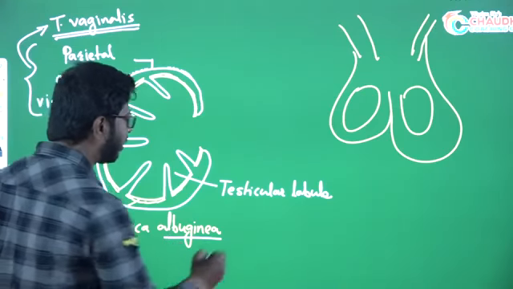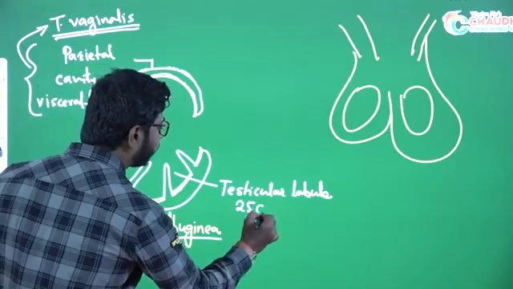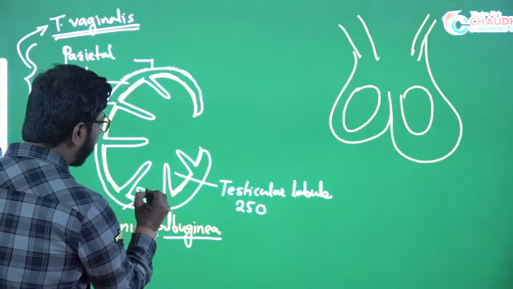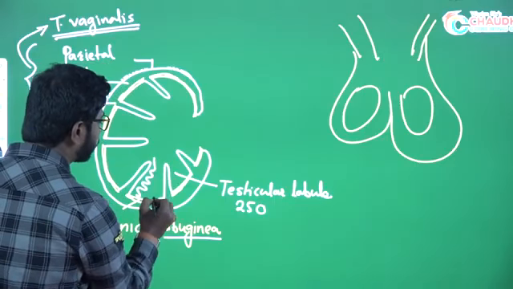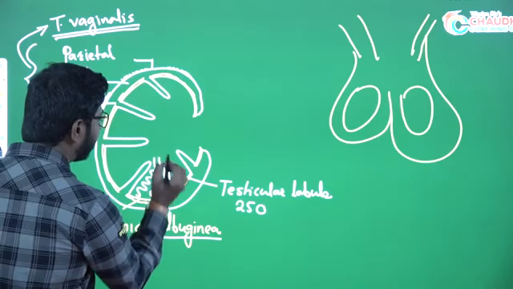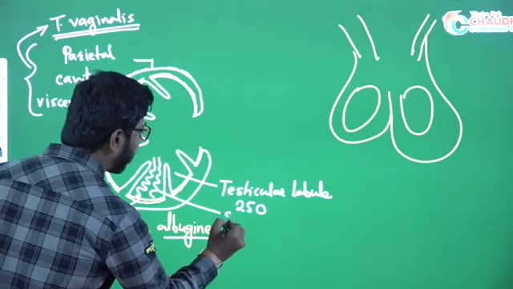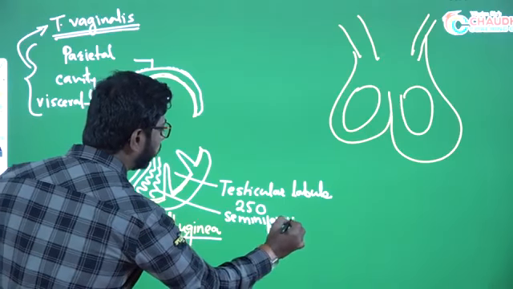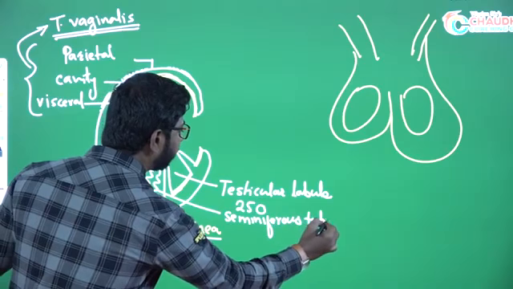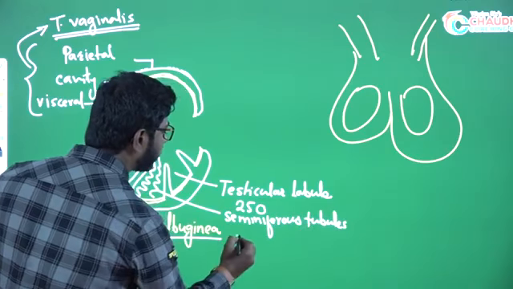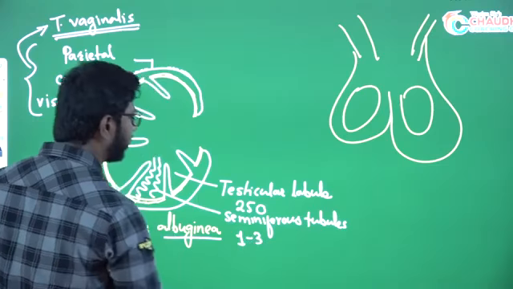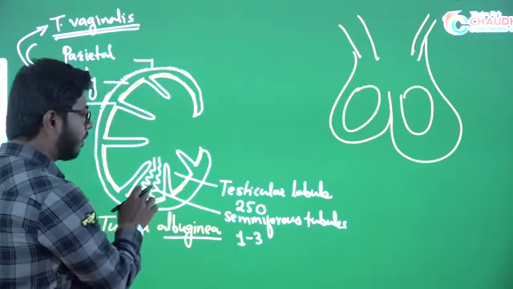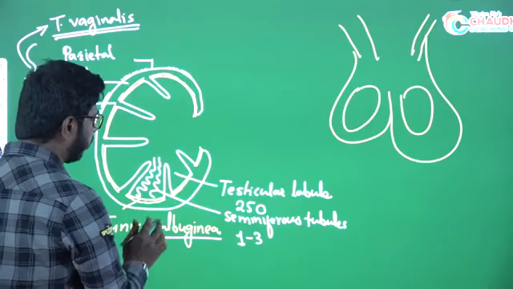Each testis has 250 testicular lobules. In each testicular lobule, a highly coiled tubular structure is present, and these tubular structures are known as seminiferous tubules. So approximately 1 to 3 seminiferous tubules are present in each chamber or in each testicular lobule.